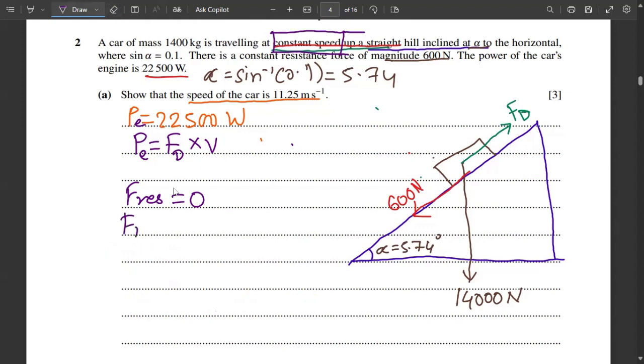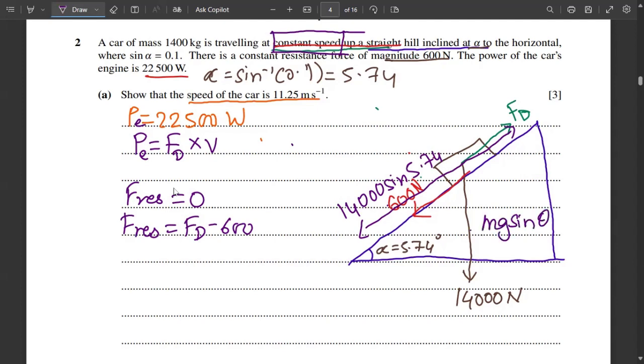Now what will the resultant force be? The resultant force will be the driving force which is acting upwards, Fd, minus the 600 Newton which is acting downwards. Are we done? No. Because the one thing we are still yet to write is 14,000 sine 5.74. This is the force acting down the slope due to the weight, mg sine theta. So even this will be included, minus 14,000 sine 5.74. Okay, so now we are clear with this much. F resultant will be this.